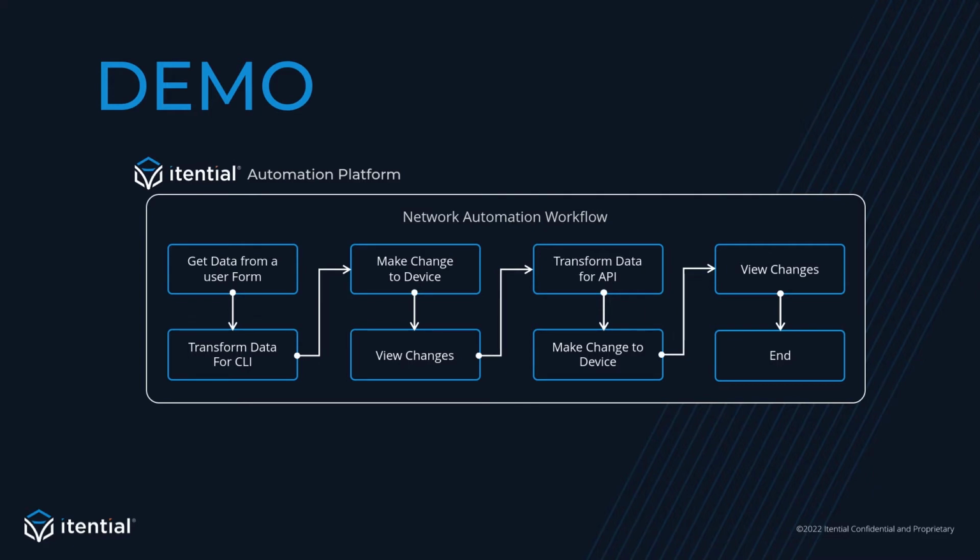Use a lot of that same information, forms, things like that. We'll modify the workflow a little bit. We'll modify the transformation a little bit, so that now we can implement a new workflow that can transform data that is appropriate for a change using an API. So a change to a network device, not using CLI, but now using API. And then you can kind of compare and contrast the two.